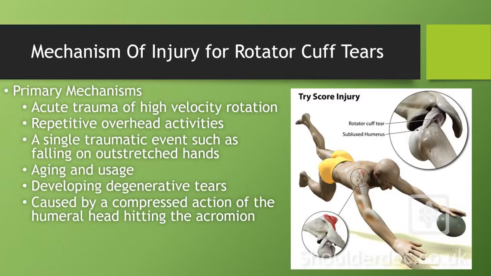Developing degenerative tears caused by compression action of the humeral head hitting the acromion. So as you can see in this picture, if he lands stiff down, his hands real hard down into the ground here, his humerus will slide all the way up into his acromion up in here, and it could possibly tear his rotator cuff. Also, if his hand comes all the way up above his head, that is a good possibility for a rotator cuff tear.